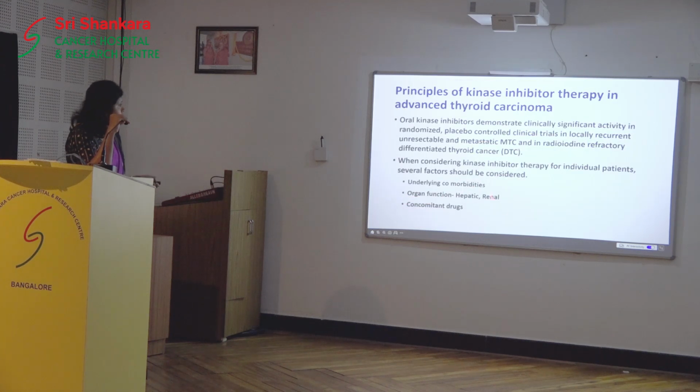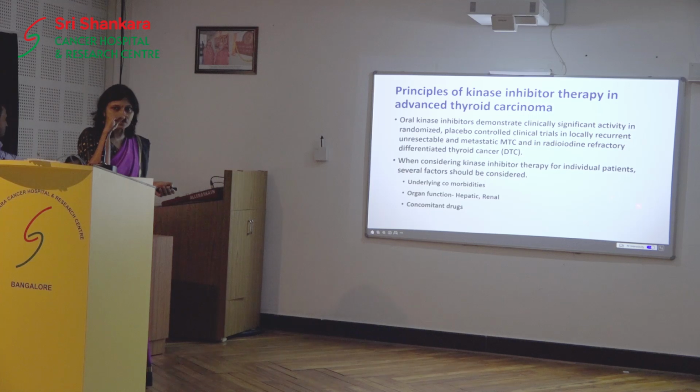Whenever we talk about principles of kinase inhibitor therapy in advanced thyroid cancer, what do we have? We have oral tyrosine kinase inhibitors which have demonstrated clinically significant activity in randomized trials, but all these trials are versus a placebo. Again, I am reiterating, it is in locally recurrent, unresectable and metastatic medullary thyroid cancer or radioiodine refractory differentiated thyroid cancer. These are the subsets where these tyrosine kinase inhibitors are recommended. And again, treatment has to be individualized.